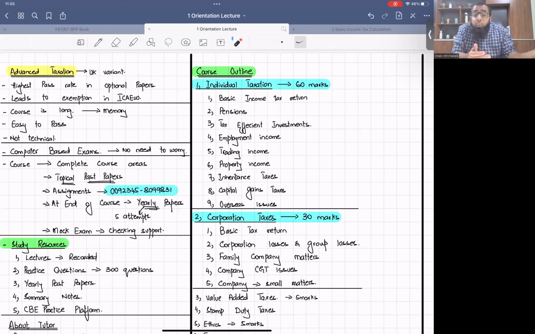It has good pass rates. It leads to exemptions in ACCA. The course is long. We need to memorize the rules, but no need to worry because we'll be studying each and everything from the very scratch, in very much detail. Practice platform, practice questions, topical past papers, yearly sessions. Each and everything is included in my course.